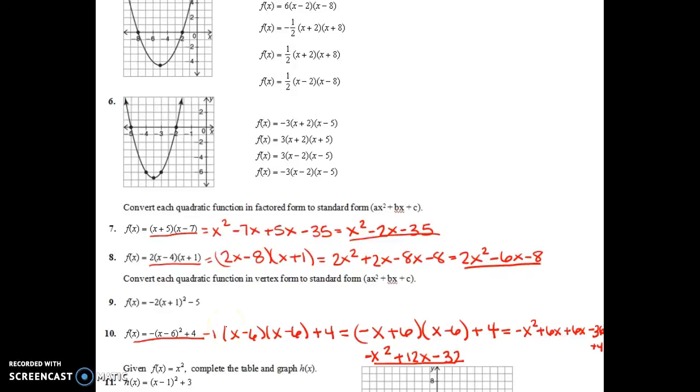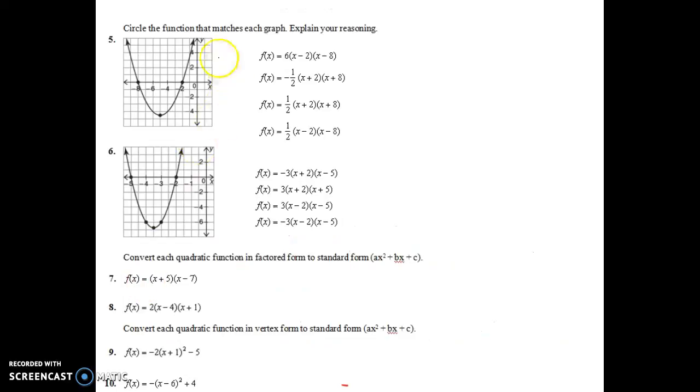The other part of Chapter 2 that we had was all about analyzing graphs, and that's Reportable Standard 3. So I'm going to go back now and do the other questions, questions 5 and 6, related to Standard 3. So questions 5 and 6 are just multiple choice. It says circle the function that matches each graph, explain your reasoning.